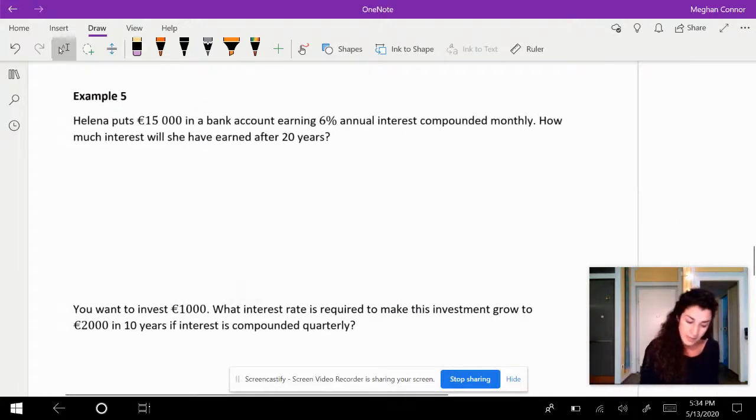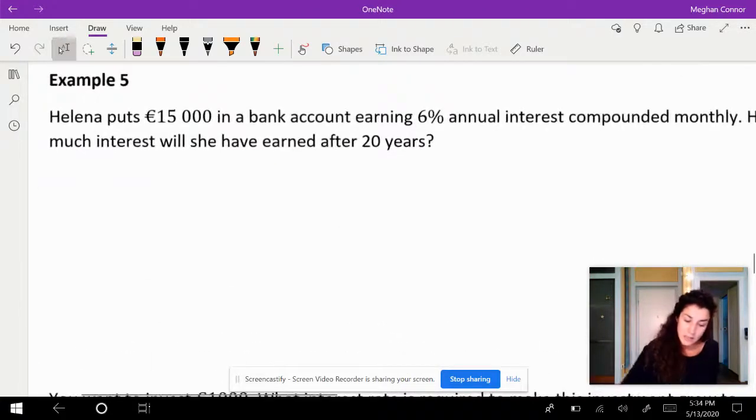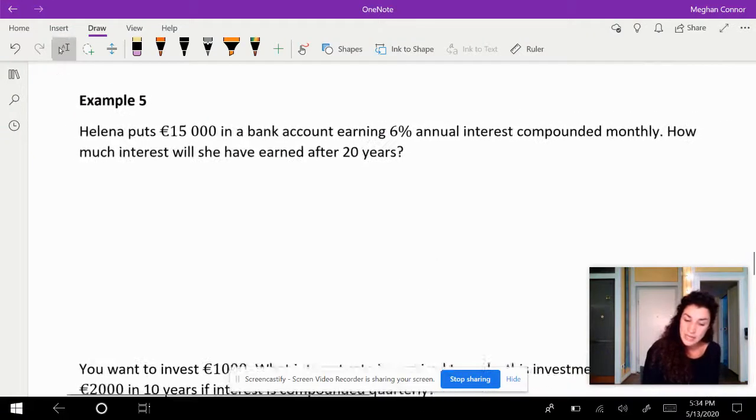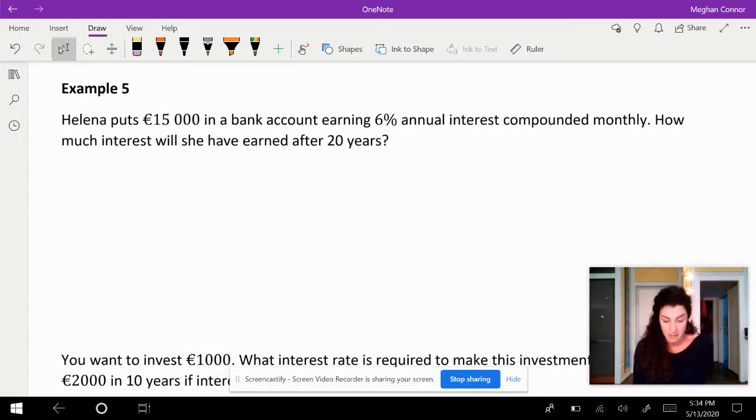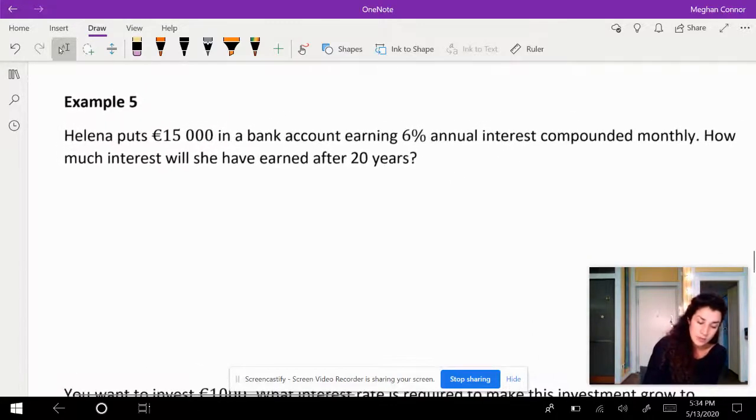Okay. Helena puts 15,000 euro in a bank account earning 6% annual interest rate compounding monthly. How much interest will she have earned over 20 years? So I need to put in her initial value. We want to know how much she earns in interest.